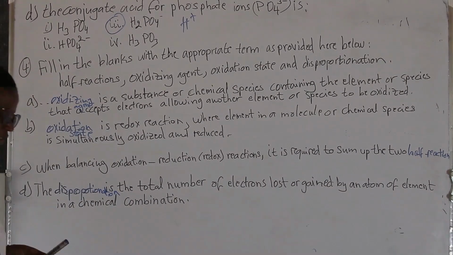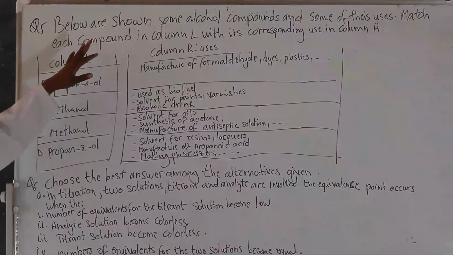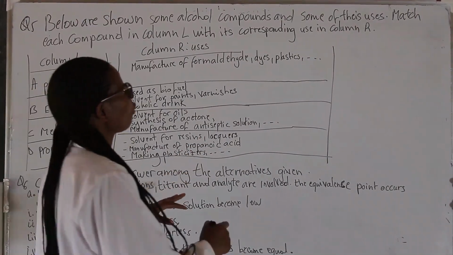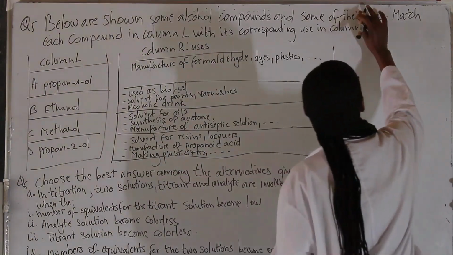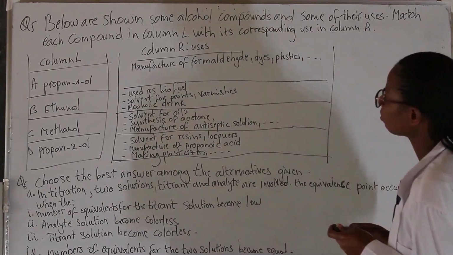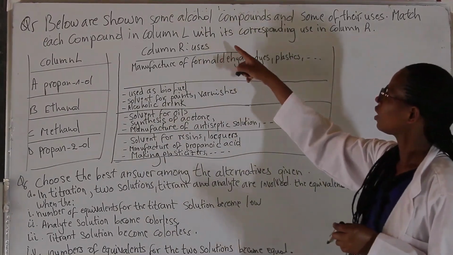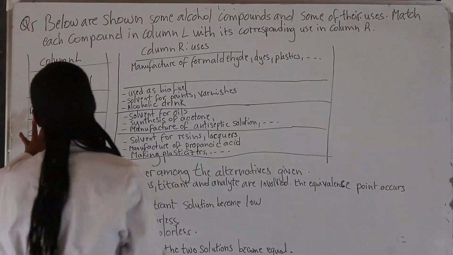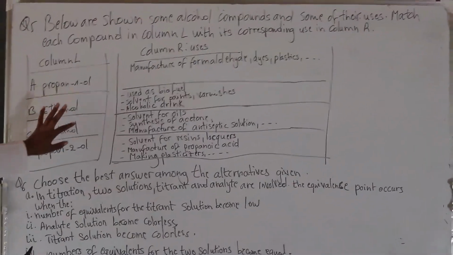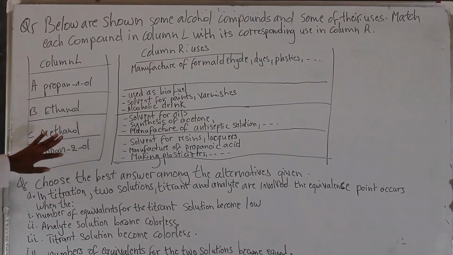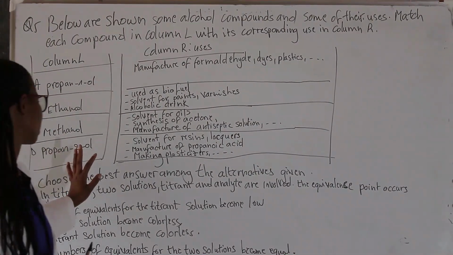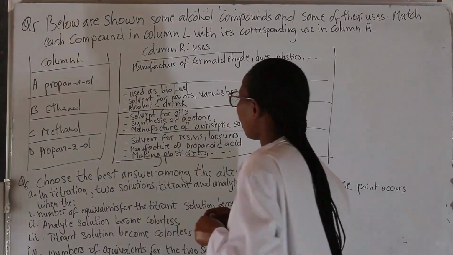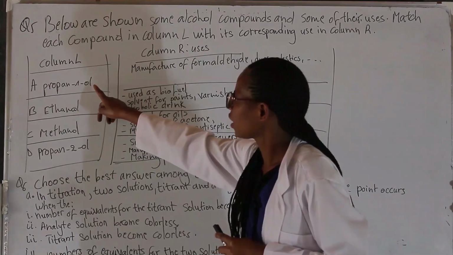Let us move to the next question. Question number 5. Below are shown some alcohol compounds and some of their uses. Match each compound in column R with its corresponding use in column S. Column R: A, propan-1-ol; B, ethanol; C, methanol; D, propan-2-ol. About the uses.